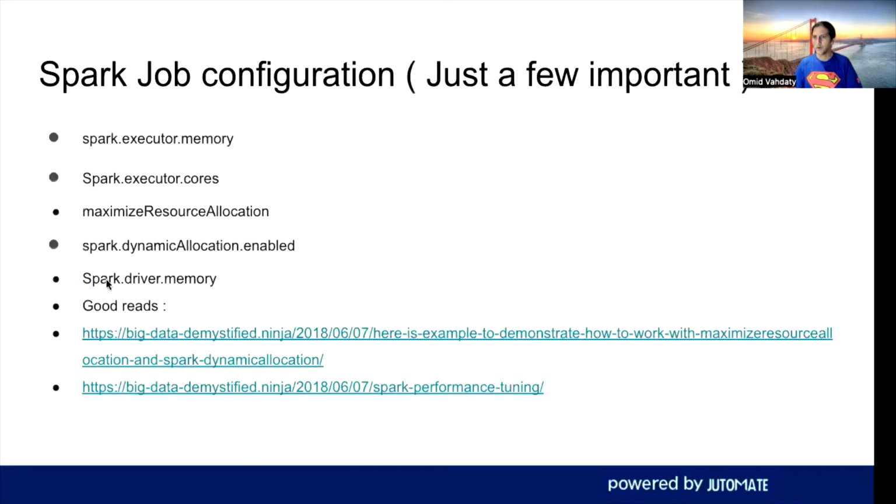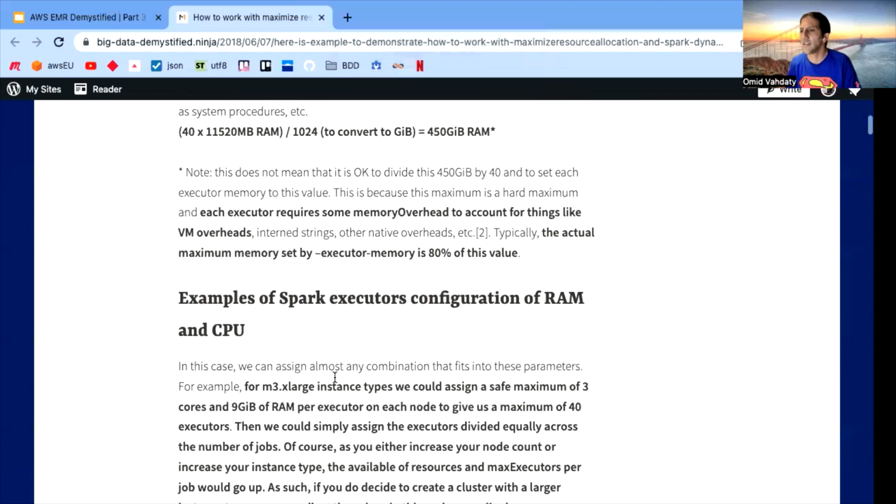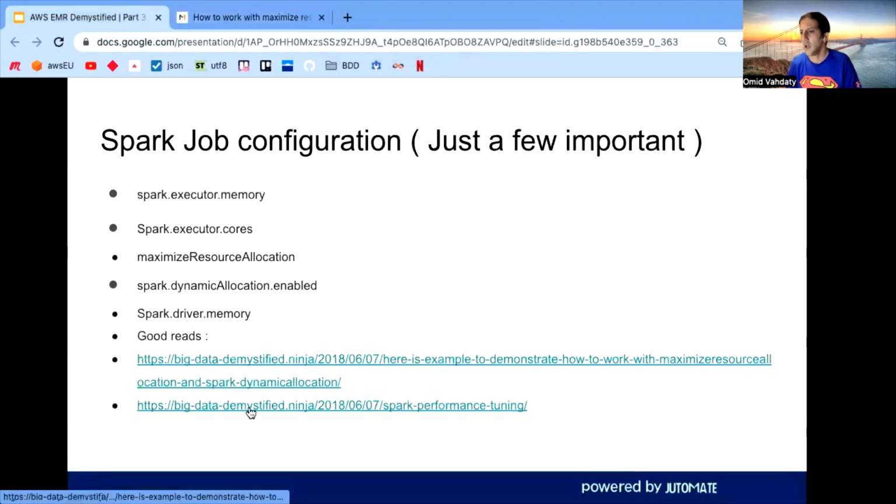And another important one is the Spark driver memory. Usually when you are requesting something from Spark and Spark is returning to the client side X amount of gigabytes of data, you can run out of memory on the client side because the driver wasn't allocated enough memory. There are lots of good reads I've prepared here on our website. Should you find it more interesting, you can read that in more detail.